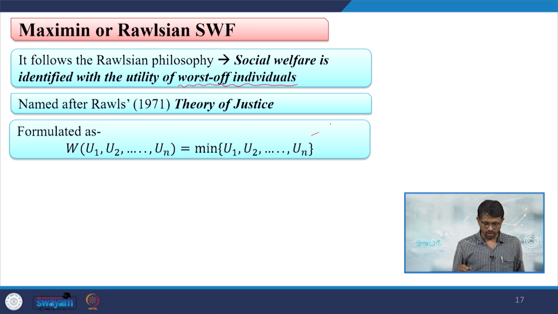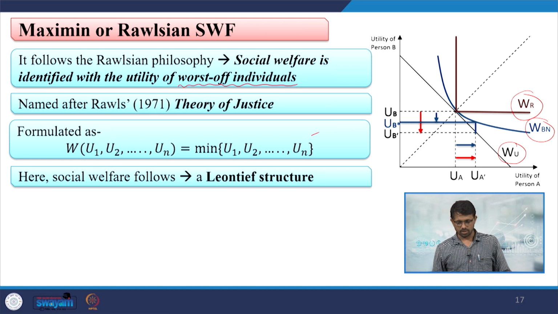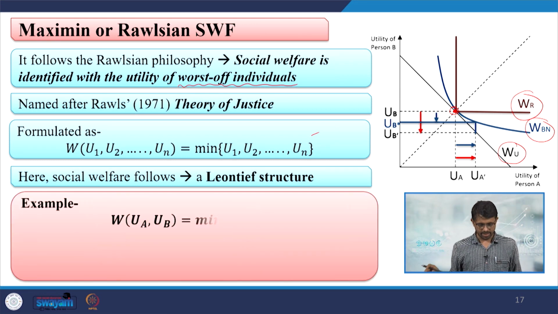Hence, the function is written as the minimum of u1, u2, up to un, and hence a Leontief structure is followed. We have now compared all three. This is the utilitarian principle, then Bernoulli's equilibrium. Here the Rawlsian approach is followed, where the minimum is derived as the best possible choice function among the individuals. And once that is attained, if that is really guaranteed, then society attains its best.